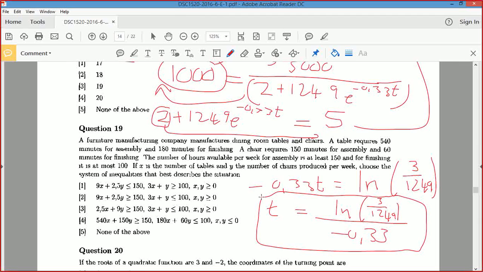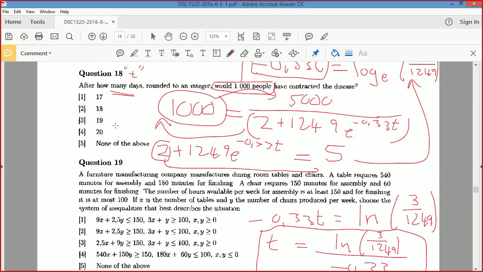Why did I do that? Maybe I did something wrong. Let me just do it again. Sorry. ln 3 divided by 1249. Yeah, it is 1249. Equals, divide by negative 0.33, equals 18.27. Yeah, that's right, 18.27. Okay, so 18.27, which would be option 2.